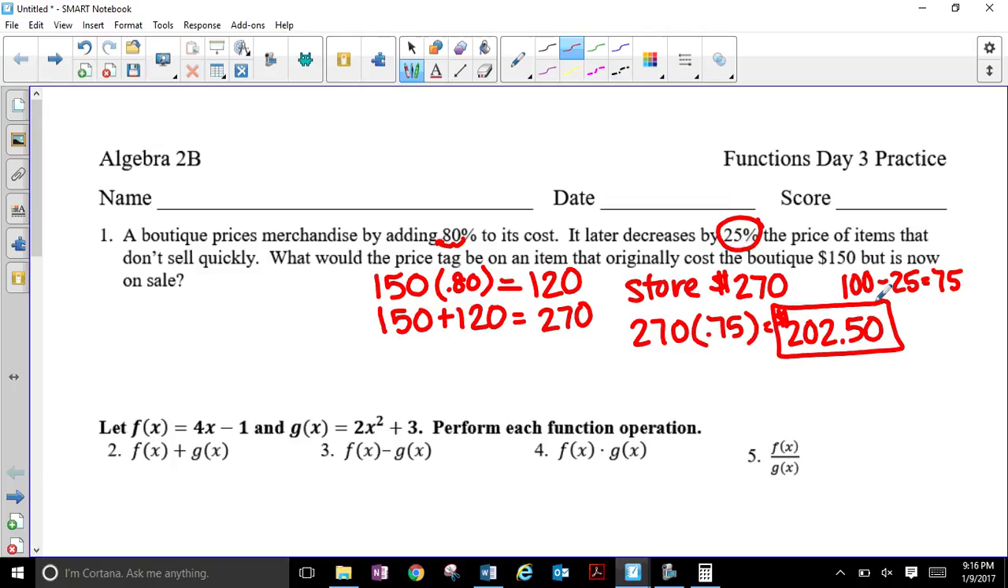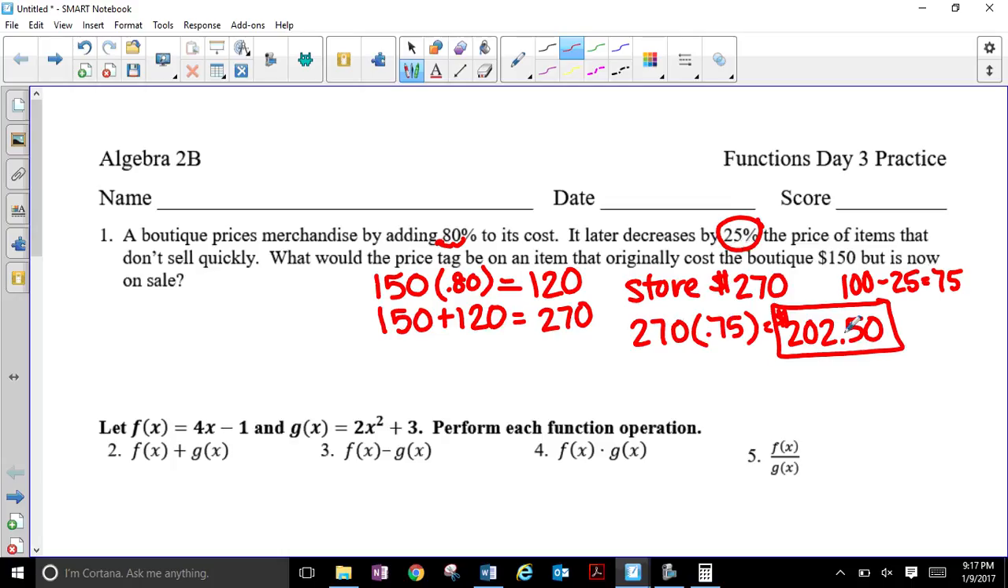Okay. You can't take this 25% and subtract it from that 80% because it's not the same thing. So they marked it up to 270, and then you multiply it by 0.75, and how I got that was 100% minus the 25% because it's 25% off. And so that leaves 75%. So you're actually paying 75% of the price. So this gets you to the answer quickly.